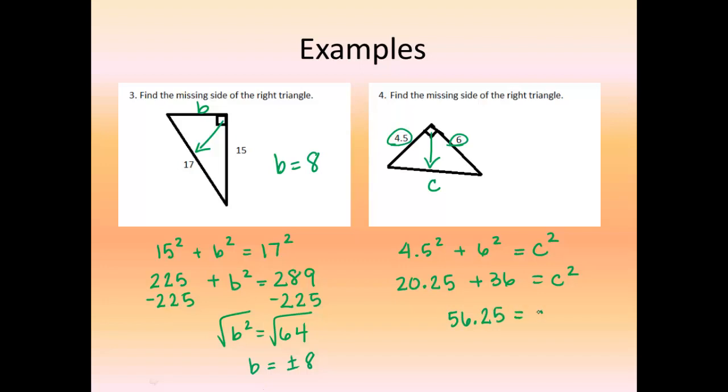That gives me 56.25 equals c squared. And then I'm left to take the square root of that answer. Surprisingly, it comes out to a nice number. When I take the square root of 56.25, I get c to equal positive and negative 7.5. But of course I don't want the negative, so I have c equals 7.5. Very nice job.